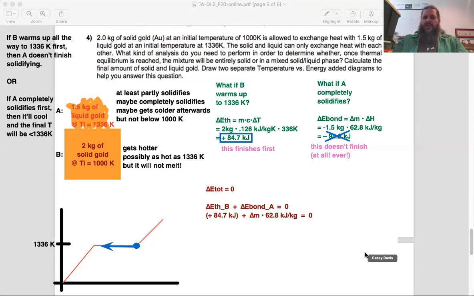So at this point, what's our only unknown? Yeah, that delta M is the only unknown. So we can solve for that algebraically. Subtract 84.7 kilojoules from both sides. And then divide both sides by the 62.8.